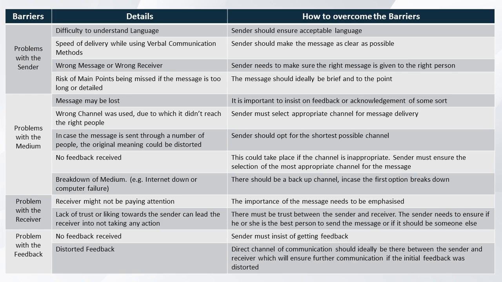Then we have the speed of delivery, where the speed of delivery may simply not be acceptable for the receiver, in which case the sender needs to ensure the message is as clear as possible. Moreover, sender may send the wrong message to the right receiver or the right message to the wrong receiver. Either way, sender needs to ensure that the right message is being delivered to the right person.